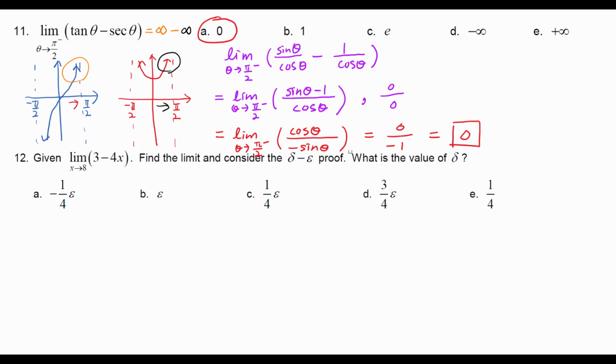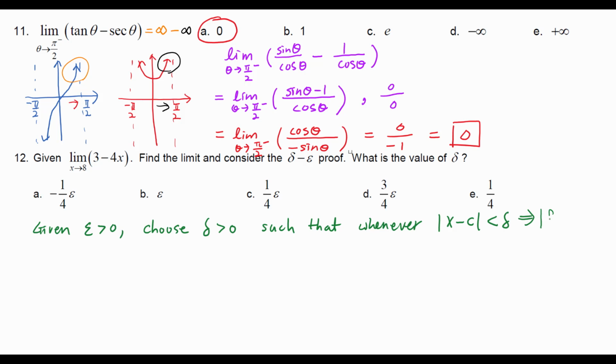So we need to remind ourselves what the epsilon delta definition of limit was. Here was the definition: given epsilon greater than 0, choose a delta positive number such that whenever the absolute value of x minus c is less than delta, it implies the absolute value of f of x minus L is less than epsilon, then we say the limit as x approaches c of f of x is equal to L. This was the definition of limit using the epsilon delta proof.